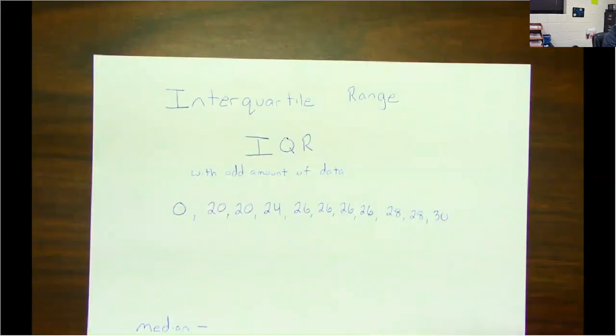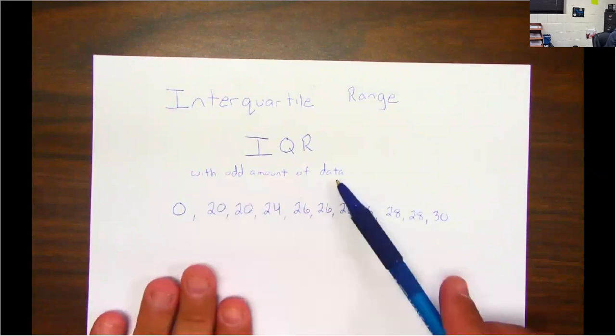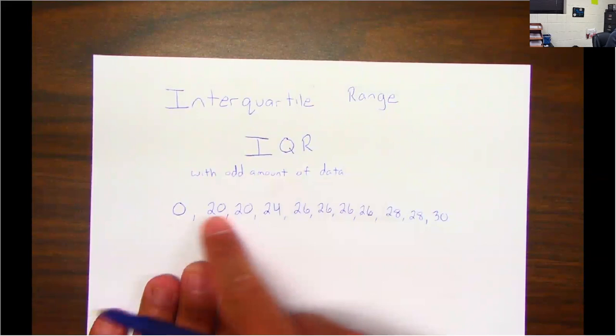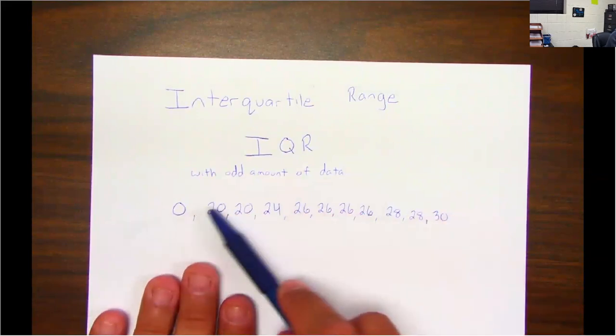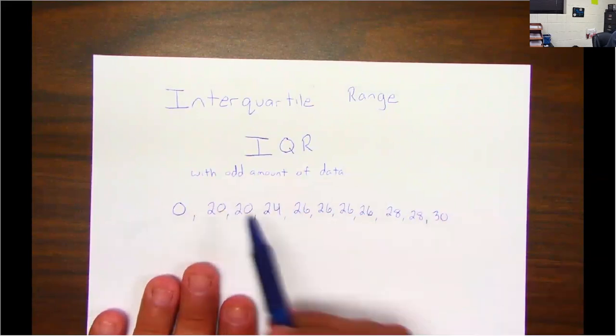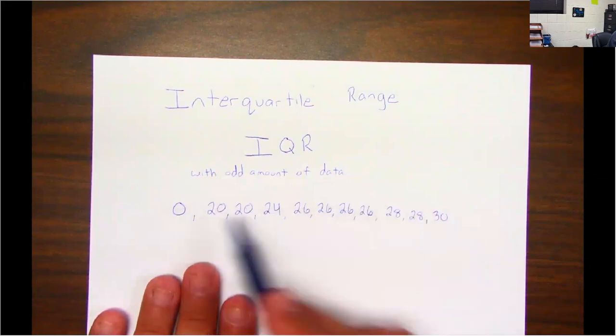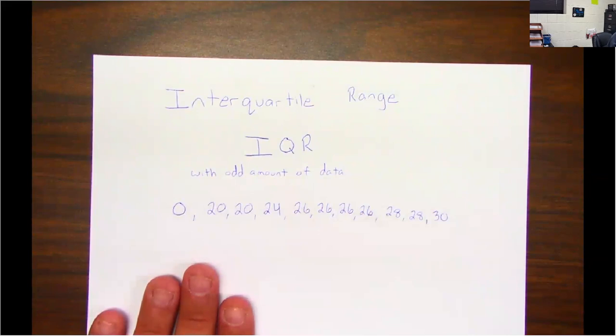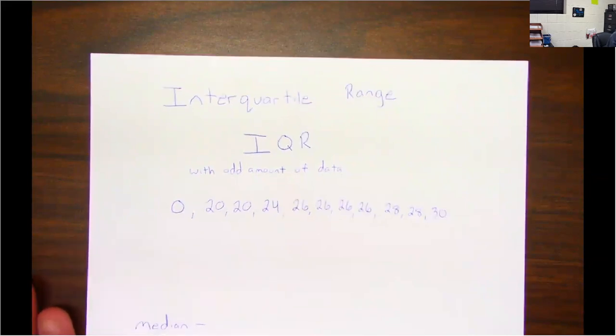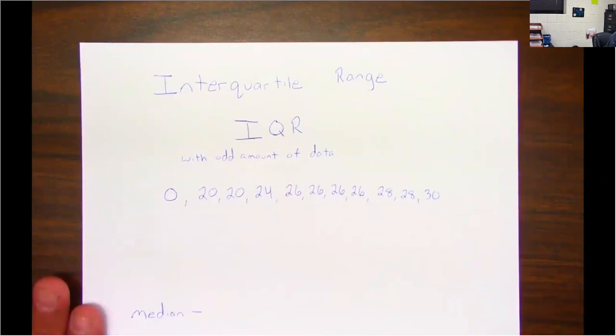All right, so here we go. This one, we are going to have an interquartile range, or the IQR, with an odd amount of data. That means if I count all these numbers, there's 1, 2, 3, 4, 5, 6, 7, 8, 9, 10, 11. See how there's 11 numbers? That's an odd amount of data. So the first thing we have to do is find the median like we've done before.